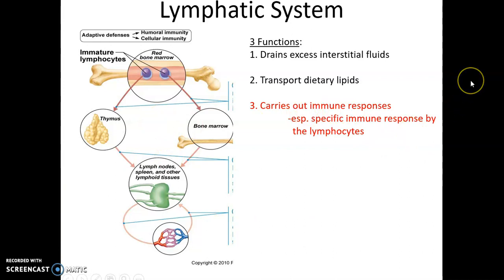And then three, it carries out many important immune responses, especially the specific immune response by the lymphocytes. So lymphocytes we've talked about in chapter 12, we'll go into them some more. They carry out the specific immune response. That is when the body is targeting a specific pathogen. So for instance, if you are infected with influenza, with the flu virus, the lymphatic system would then generate a lot of responses to the influenza virus and only the influenza virus.